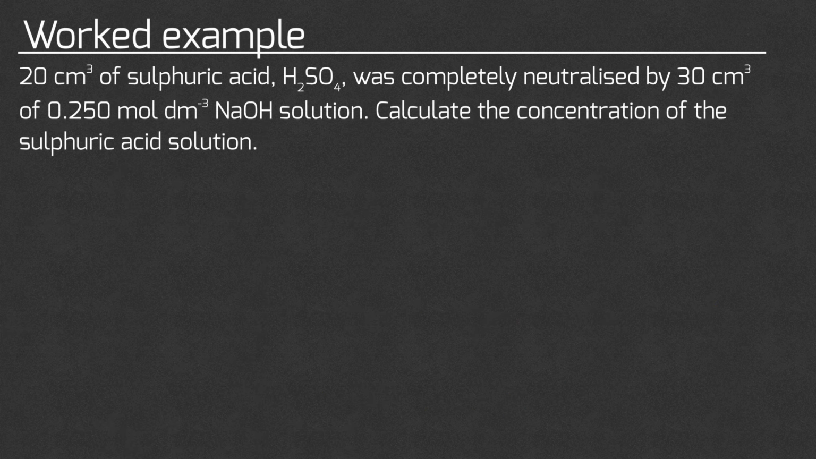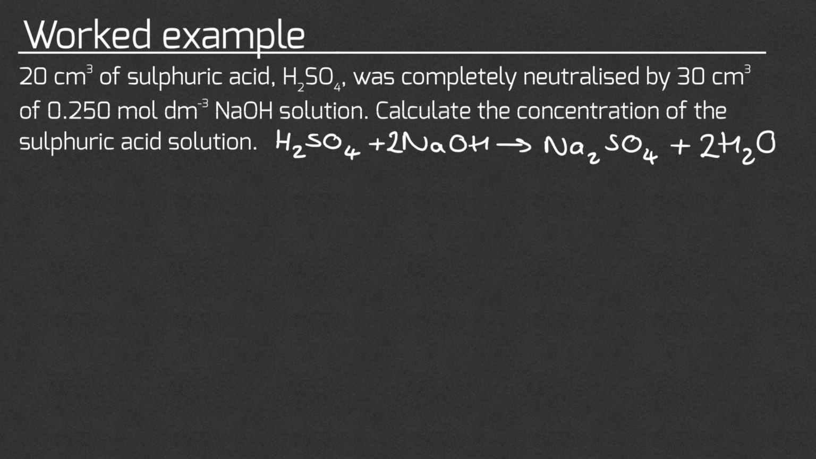We're now going to look at the worked example for a titration of a diprotic acid. So a 20 centimetre cubed sample of sulfuric acid was completely neutralised by 30 centimetres cubed of 0.25 moles per decimetre cubed sodium hydroxide solution. We need to calculate the concentration of the sulfuric acid. So the first thing we're going to do is write out a balanced symbol equation for this. Once we've written the symbol equation, the next thing we need to do is extract all of the key information from the question.